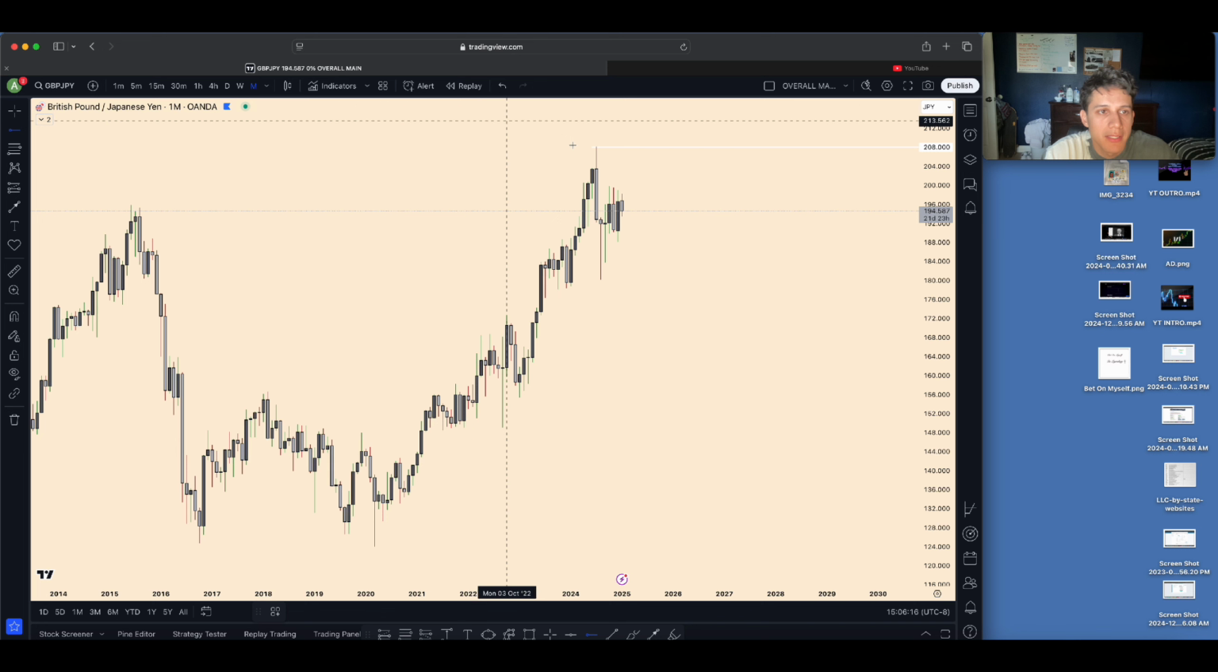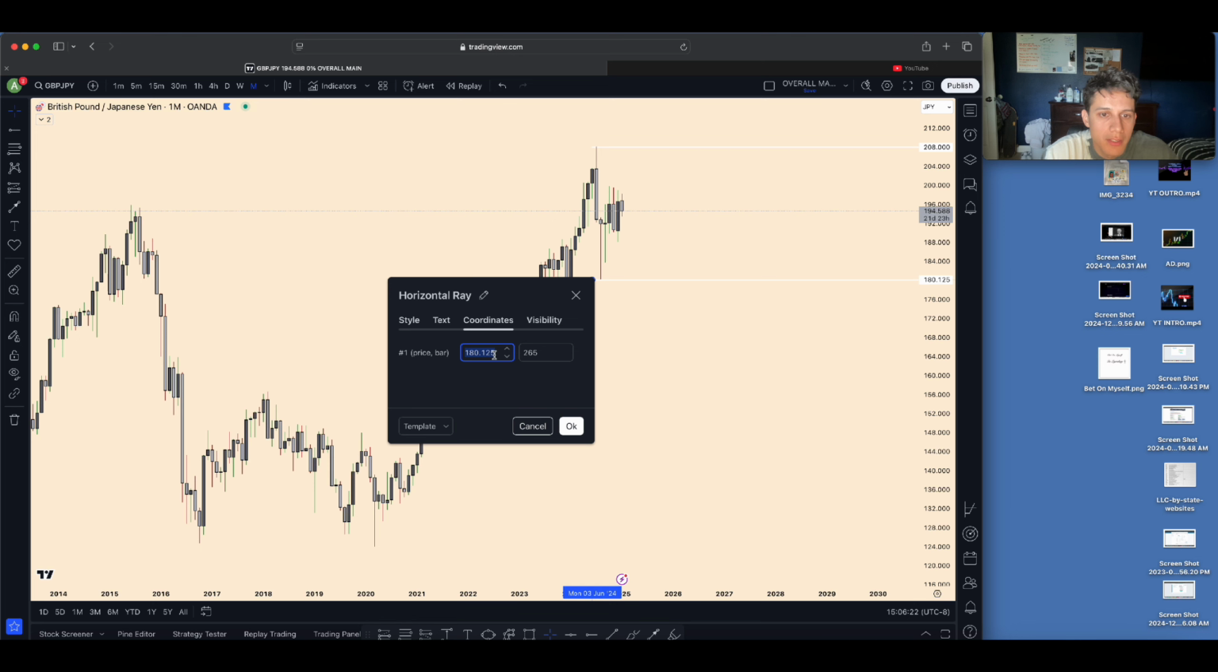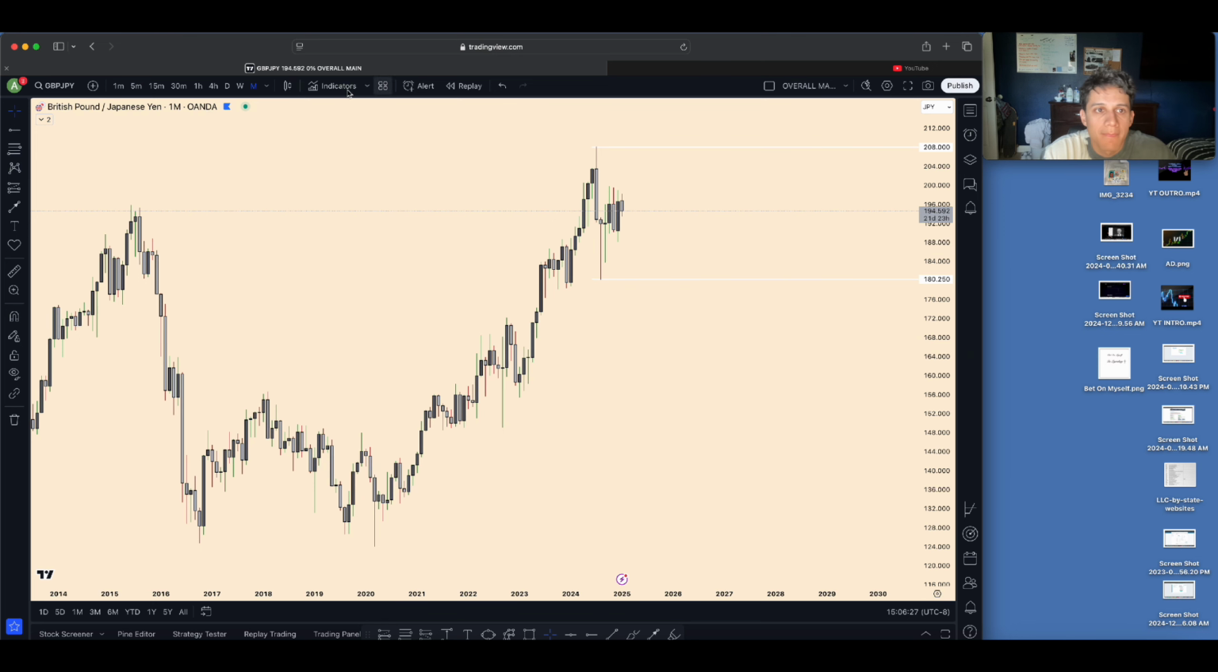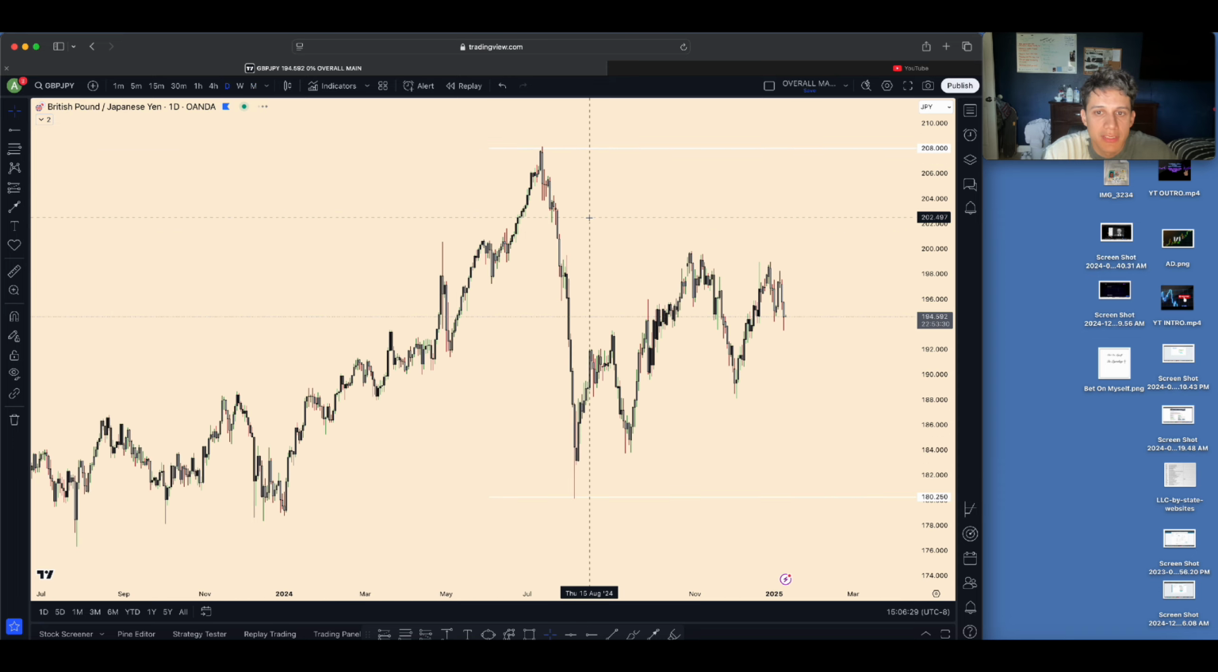We have a monthly high. After we had that monthly high, we had a monthly time frame wick, like 180, 250, as an area of interest for a support. Let's go to our daily time frame. So, daily time frame.